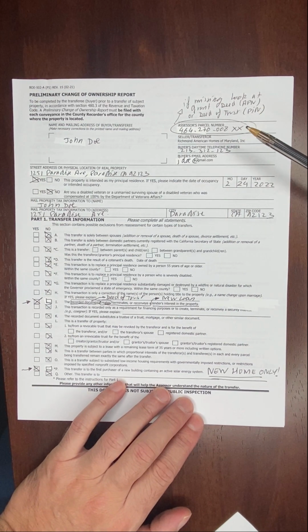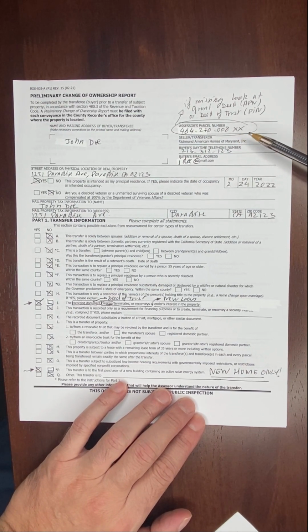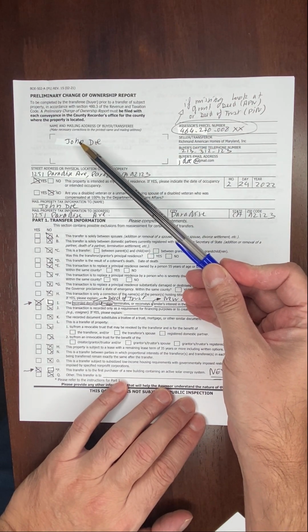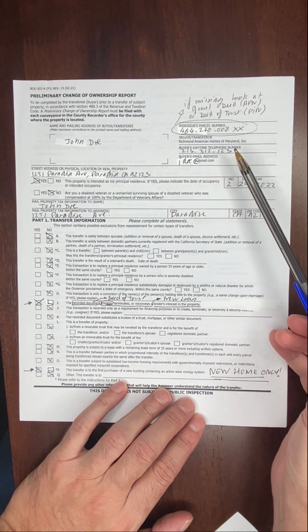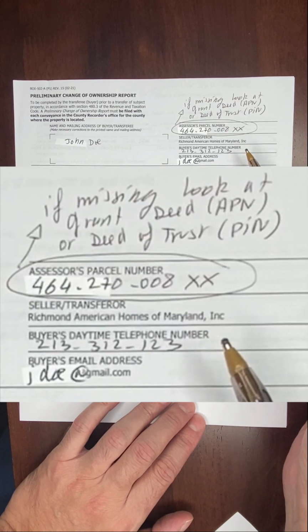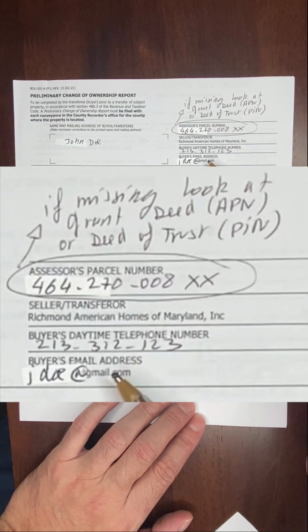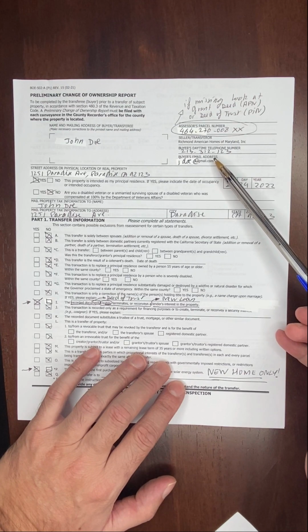Then in this case you see that the seller, that is also the transferor, is Richmond American Homes, so it was for a new build. This number here is for the buyer, in this case John Doe. Most of the time this is never filled in, so usually I ask my signer to print their phone number just here and underneath the buyer's email address. Again, this info is usually filled in already.